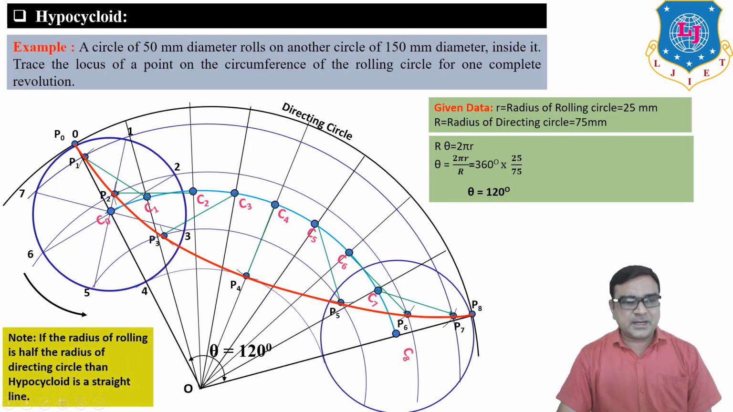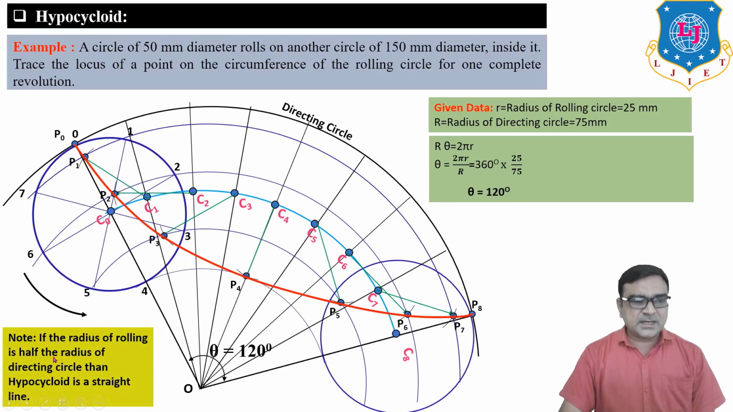Now in hypocycloid, if the radius of the rolling circle is half the radius of the directing circle, then the hypocycloid will be a straight line.